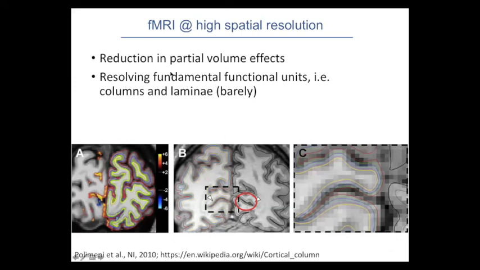And we also slowly approach the fundamental functional units of the brain, like columns and laminae. But you can see that then the analysis of the data has to change. So it's not your standard GLM univariate test. You really have to think about what do I measure, how do I aggregate the data so I get my SNR back.